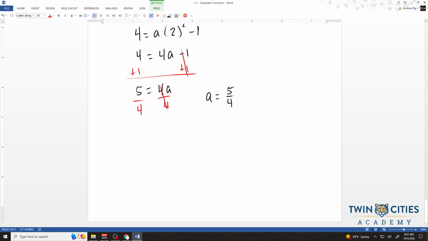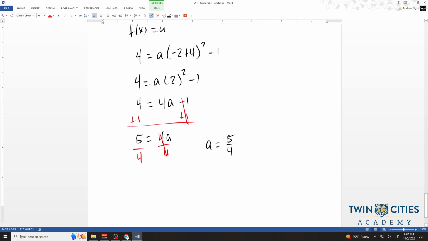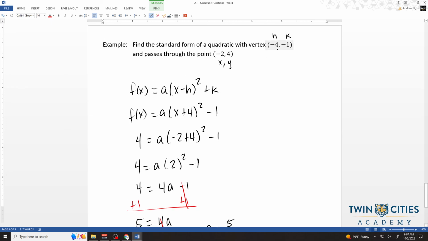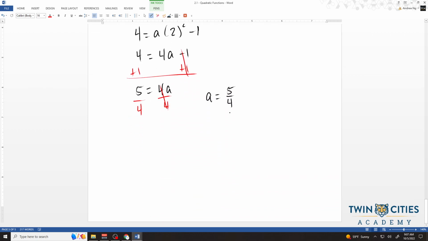Now, the reason this is helpful is because my standard form, let's go back up to this, is f of x equals a times quantity x minus h squared plus k. So since I already had the vertex, -4, -1, which implied that h equals -4 and k equals -1, the only thing I was really missing was a. But now that I've found that a equals 5/4, I can say the whole function in standard form is f of x equals 5/4 times the quantity x plus 4 squared, and then finally minus 1.